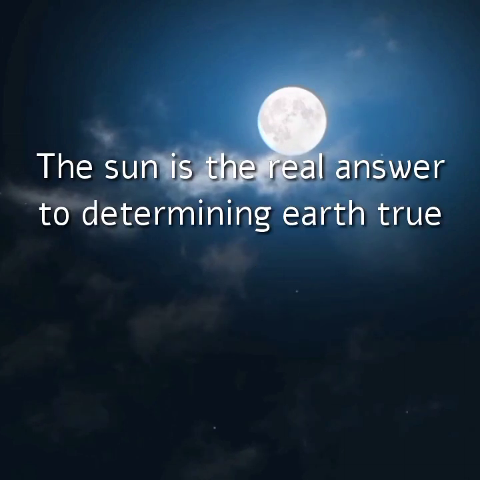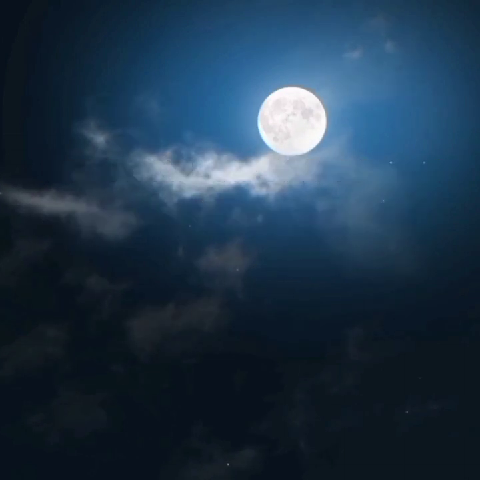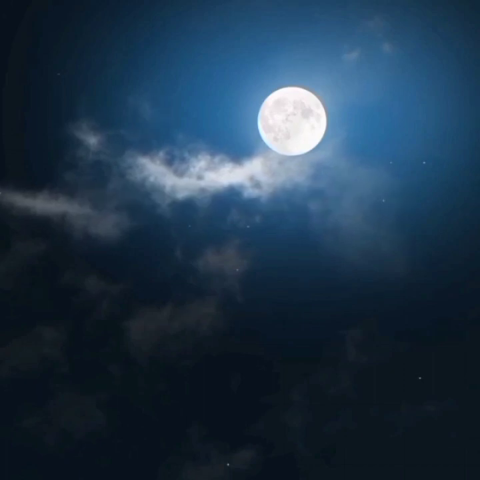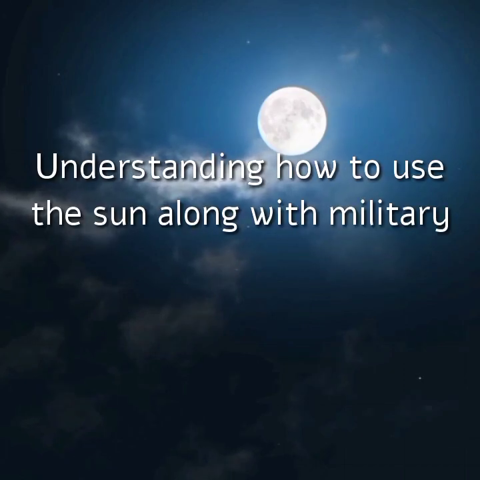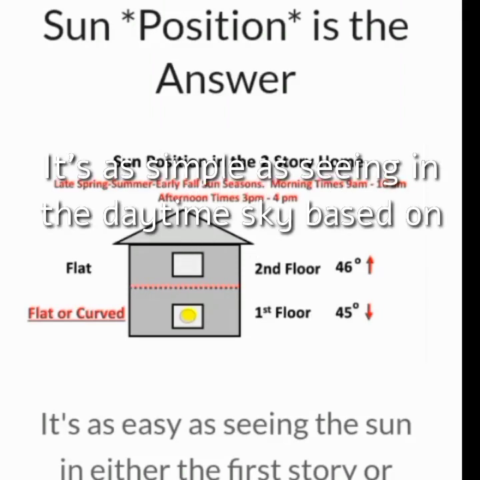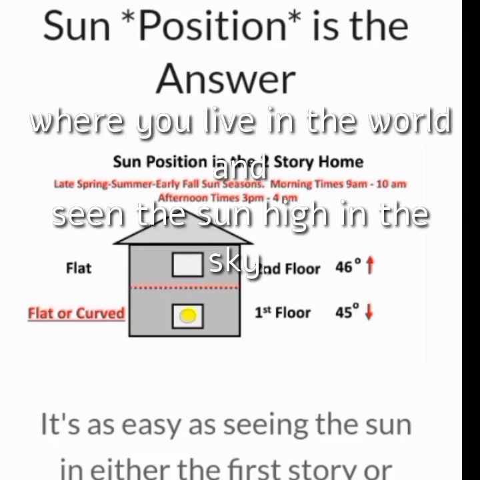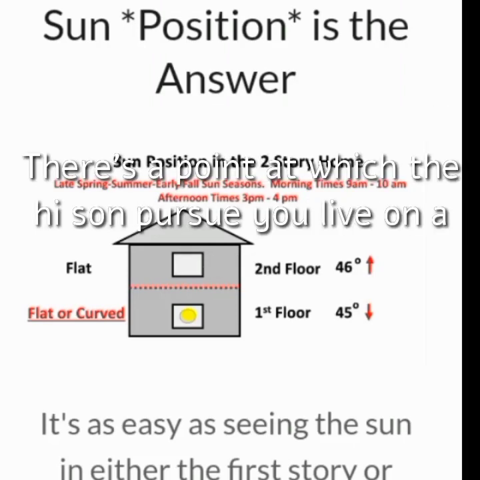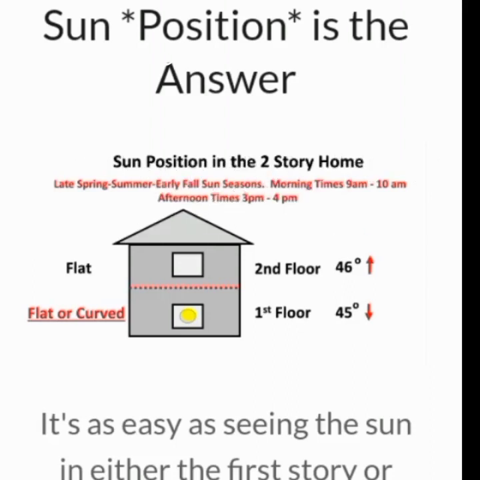The Sun is the real answer to determining Earth's true geometric surface shape. Understanding how to use the Sun along with military science and geometry to determine Earth's true surface shape. It's as simple as looking in the daytime sky, based on where you live in the world, and seeing the Sun high in the sky. There is a point at which the high Sun proves you live on a flat surface.